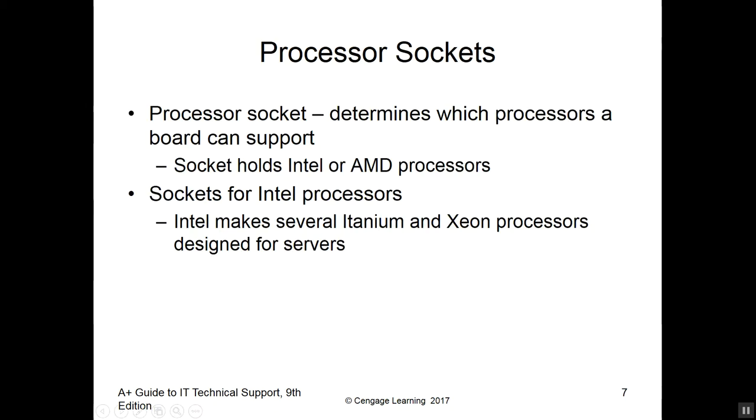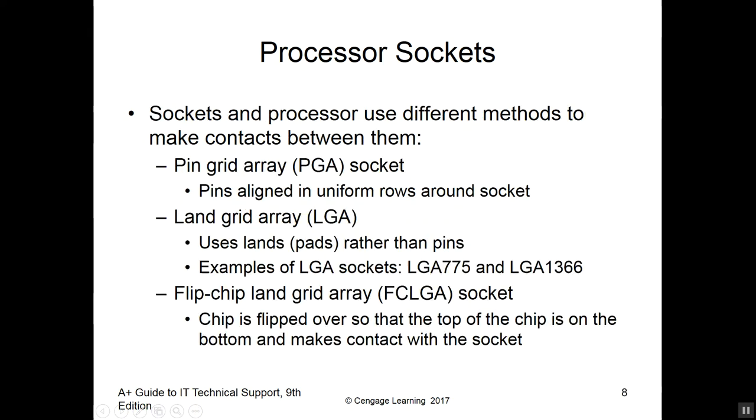So we've got processor sockets. Now, that determines which processor a board can support. And it's not just the socket, but the board itself. It's only compatible with certain form factors, or with certain processors. Now, sockets for Intel processors: Intel makes several Itanium and Xeon processors that are designed for servers, and we've got to have the right processor for the right board.